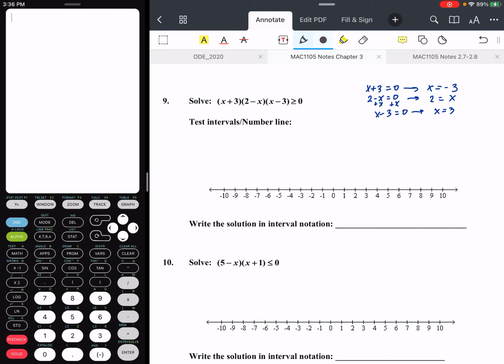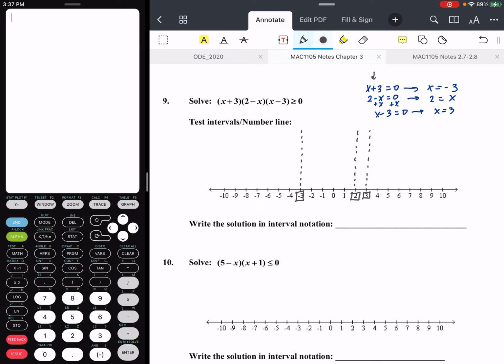So what I did over here is I set each of the 3 factors equal to 0. So x plus 3 equals 0 gives me x equals -3. So that's my first boundary value. So I can draw just a dashed line separator there. Next, I have 2 minus x equals 0. And if I solve that by adding x to both sides, I would get 2 equals x, or x equals 2. So 2 is my next boundary value. Put my separator there. And then x minus 3 equals 0. If I add 3 to both sides, I solve and get x equals 3. So that's my third boundary value.